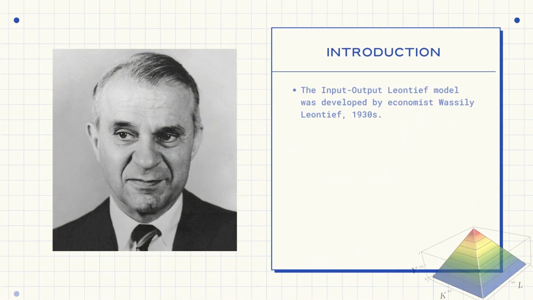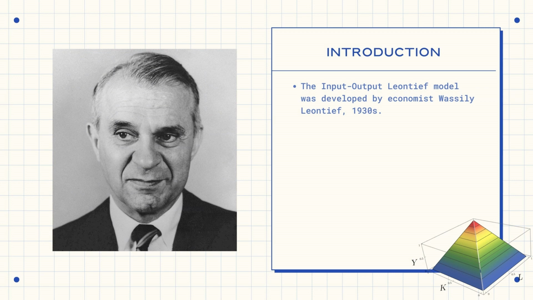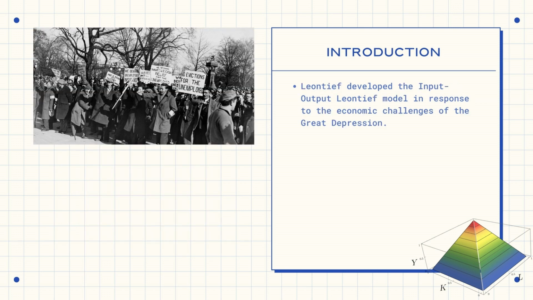The input-output Leontief model, also known as the Leontief matrix model, was developed by the economist Leontief in the early 1930s. Leontief was a Russian-American economist, a Nobel laureate who made significant contributions to the fields of input-output analysis and econometrics. Leontief developed the model in response to the economic challenge of the Great Depression, when policymakers needed a way to understand the complex interdependencies between different sectors of the economy.